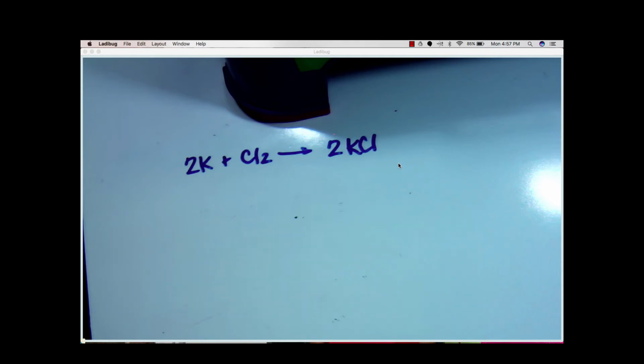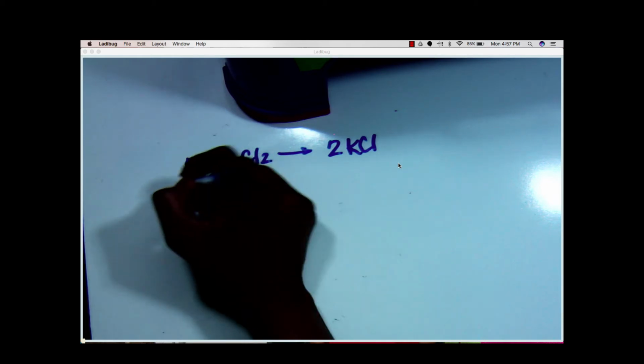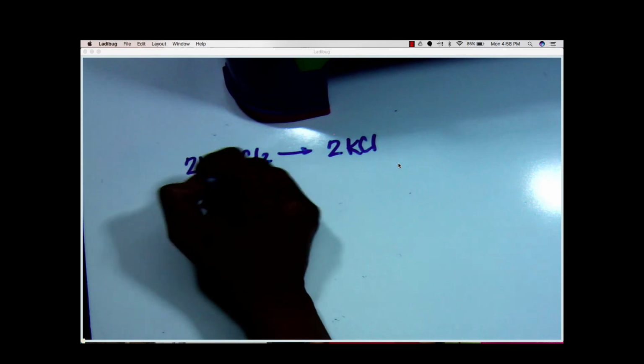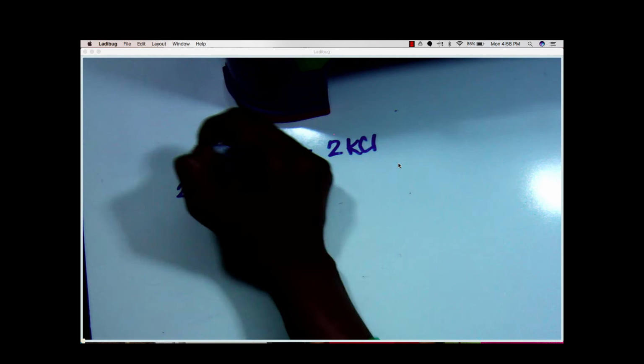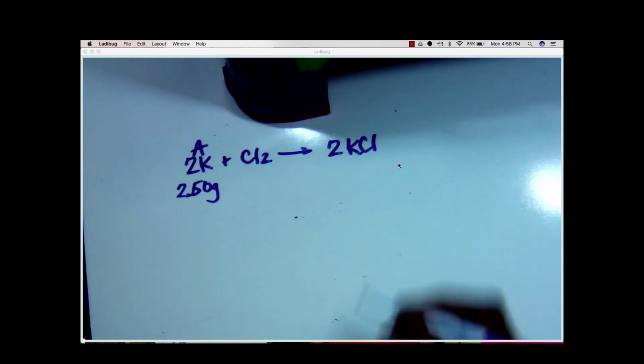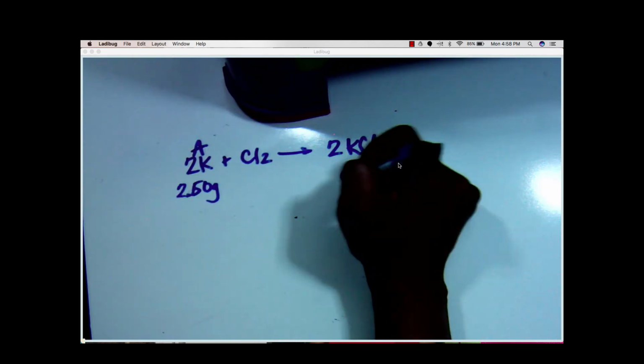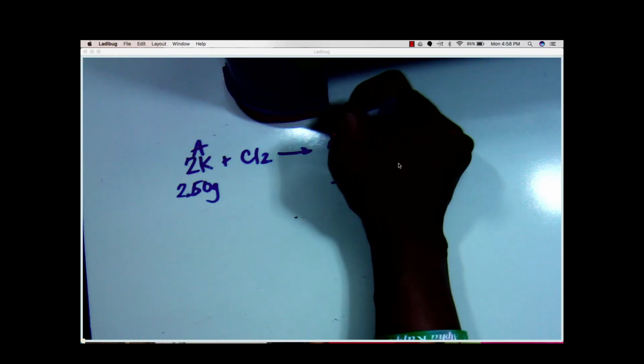It wants to know if you start off with 2.5 grams of potassium, how many grams of potassium chloride will be produced? So let's go ahead and identify our A and our B. So this was 2.50 grams of potassium, so that's going to be our A, and it wants to know the grams of potassium chloride, so that's B.